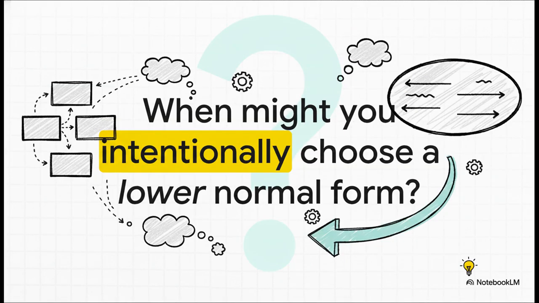So I'll leave you with this final thought to chew on. We've spent all this time trying to eliminate redundancy. But if pushing for higher normal forms means splitting your data into tons of different tables, making it slower and more complex to get the answers you need, when might it be a smart move to intentionally break the rules and choose a lower normal form? That's when database design stops being a science and starts becoming an art.